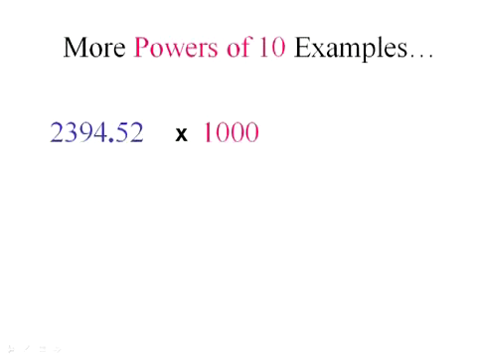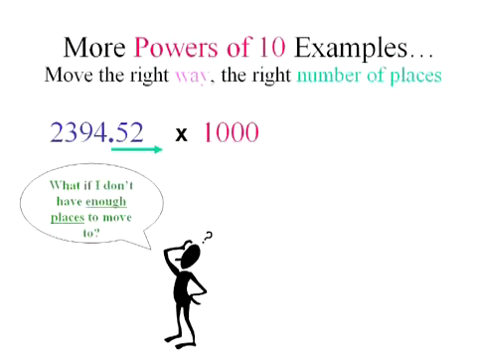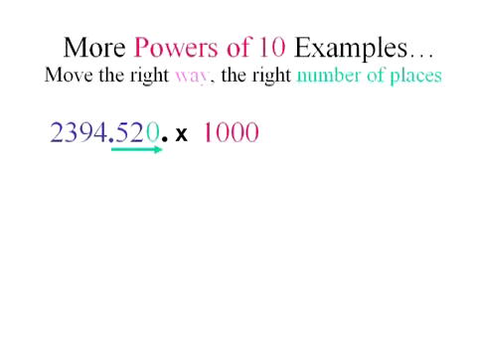How about some challenging ones? Yep, we know we're going to go to the right on this multiplication problem because we want the number to get larger. But we need to move over 3 places. We don't have 3 places. Do you remember what you do? We're going to have to add a new digit, which will be a 0, and that'll be your answer.